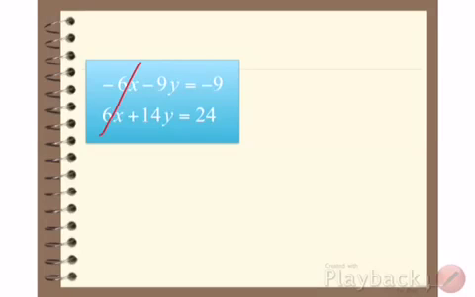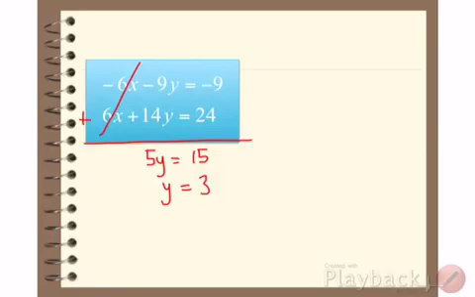Okay, and now I'm going to use those to eliminate my x's. So straight away I can eliminate my x's by adding them together. So I'm going to add these two, and then I'm going to do negative 9y plus 14y is going to be positive 5y, and that's equal to negative 9 plus 24, which is 15, so therefore y is equal to 3, okay?